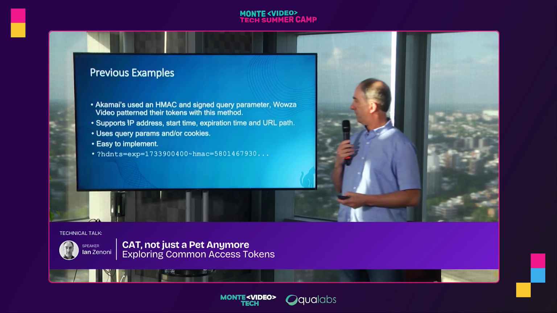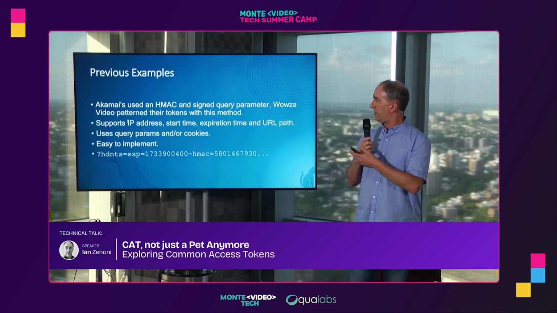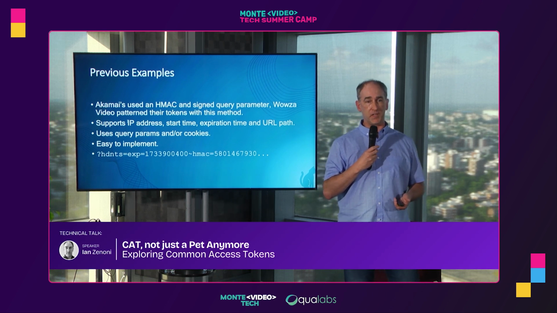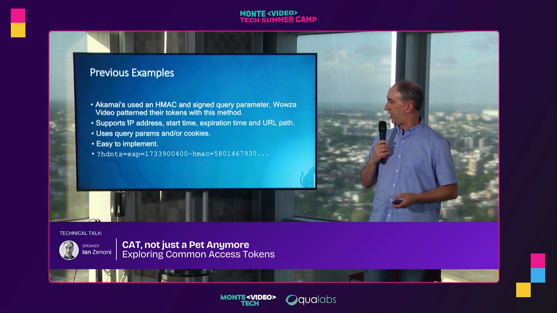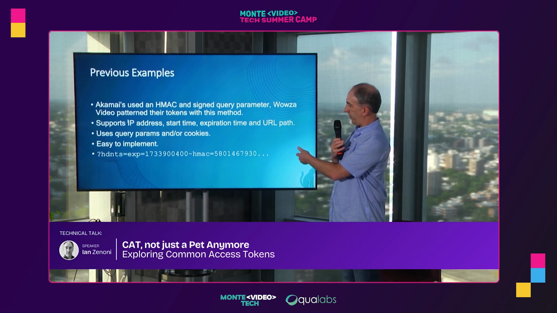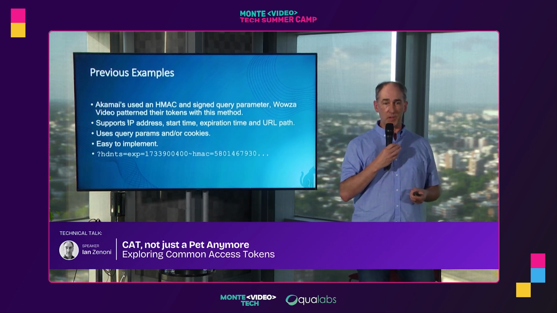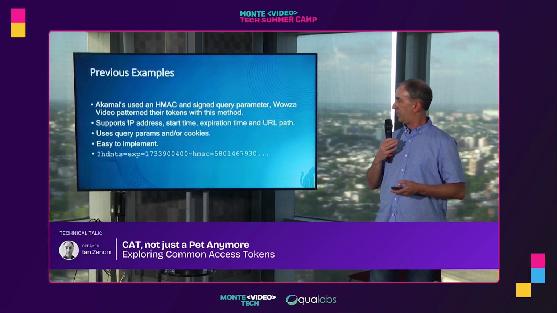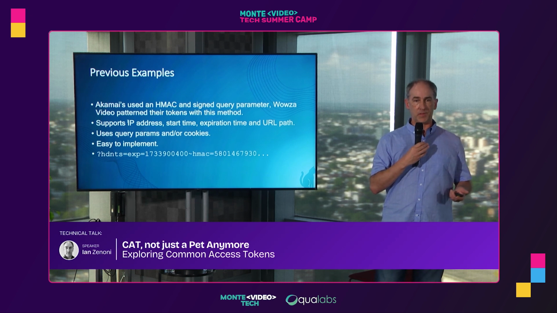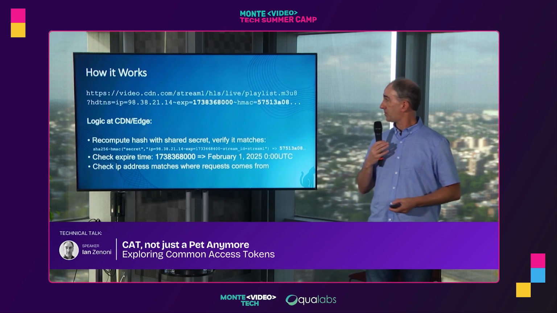Some previous examples of how tokens or signed URLs have been used in the past. At Wowza Video, we patterned our token authentication or our signed URLs off of what Akamai previously did with their tokens, and they used a fairly simple way for doing it. They used a query string with a SHA-256 HMAC, which is just basically a way to sign the signature that's coming into the URL. So they use query parameters for this or cookies, and as I mentioned, it was pretty easy to implement at the time, but it was just one customer's way of doing signed URLs and tokens.